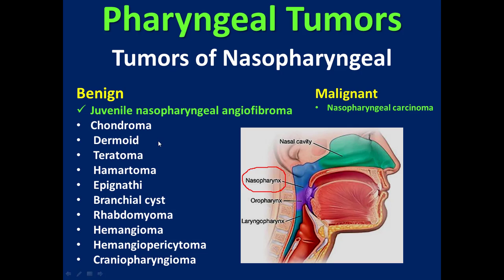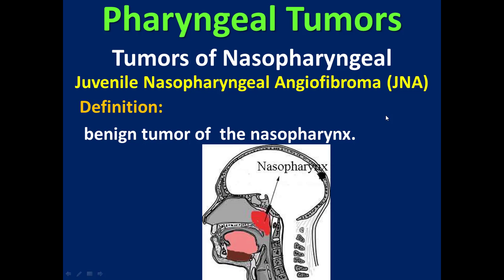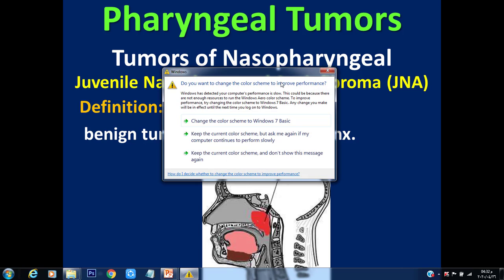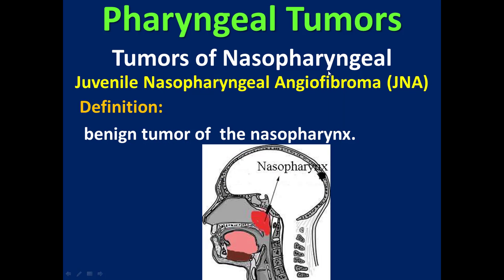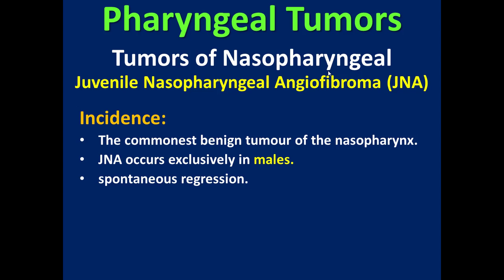Tumors of the nasopharynx: benign lesion and malignant lesion. The commonest benign tumor is angiofibroma, nasopharyngeal angiofibroma, and the malignant tumor is the nasopharyngeal carcinoma. Nasopharyngeal angiofibroma is a benign lesion occupying the nose and the nasopharynx, and actually this is the commonest benign tumor in the nasopharynx, affecting males only, and sometimes has spontaneous regression.